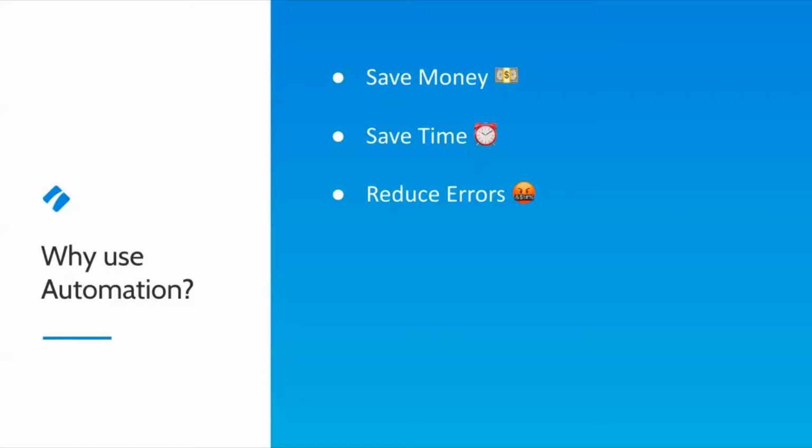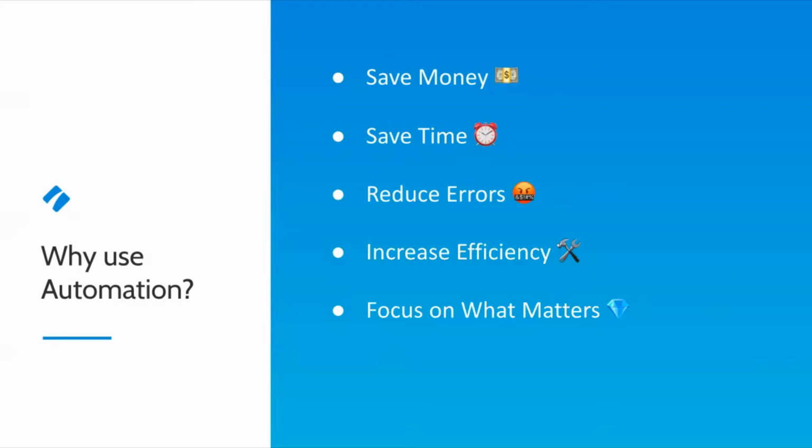All of these things wrapped up together mean that you are going to increase your operational efficiency. You're not wasting time on unnecessary things, especially errors, and therefore you can just focus on what matters. That's really the key here about why you want to use automation.